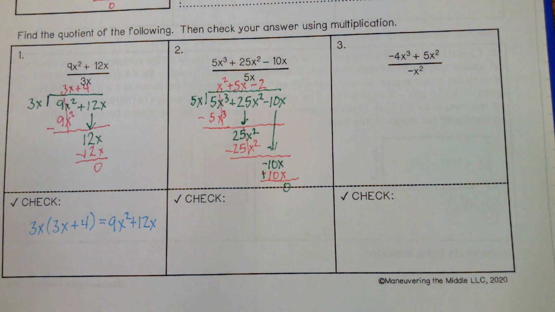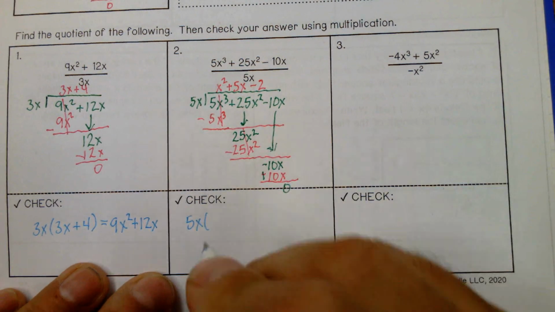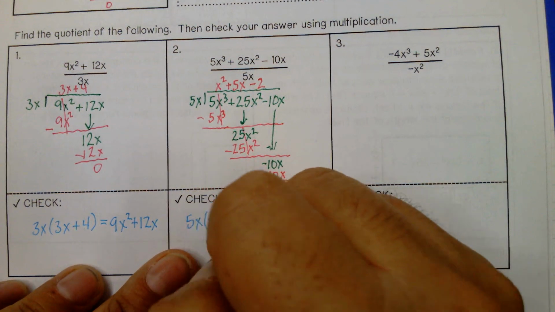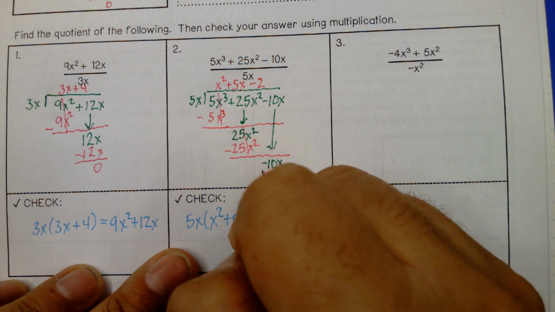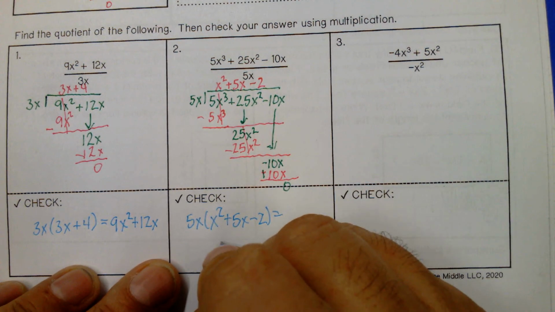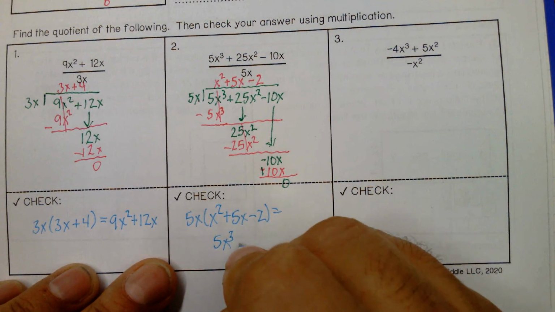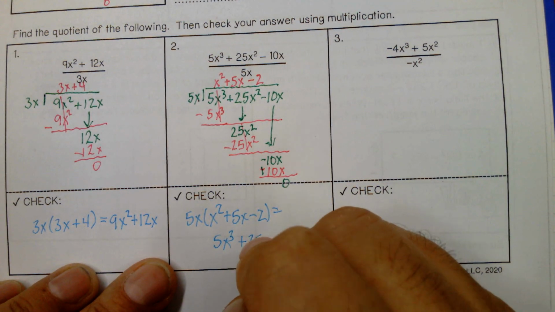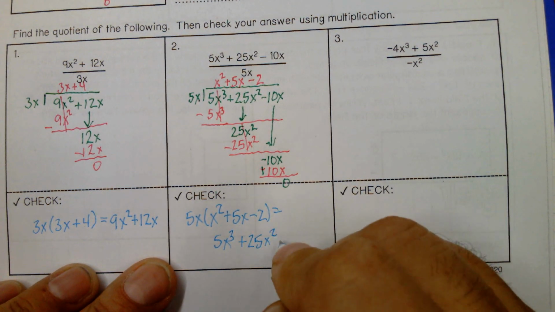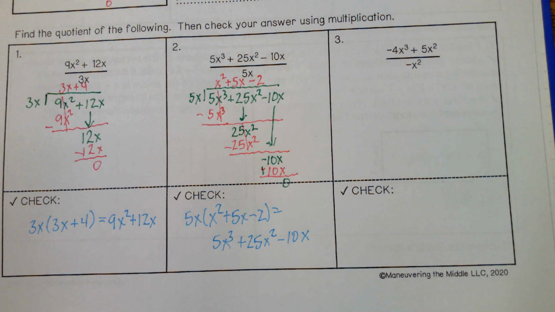And then to check it, if I multiply 5x times x squared plus 5x, take away 2, I will get 5x cubed plus 25x squared minus 10x, which is what I wanted. Okay.